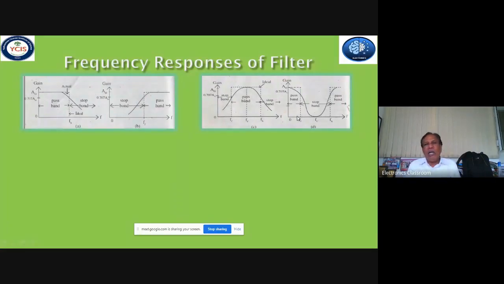So to conclude, I will compare the band pass filter and the band stop filter. The band pass filter has two stop bands and one pass band. Similarly, the band stop filter has two pass bands and one stop band. The band pass filter is also called an acceptor circuit, and the band stop filter is called a rejector circuit.